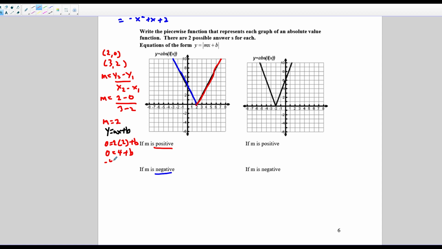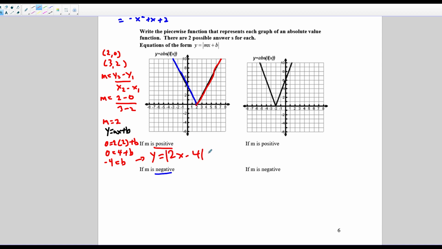Let's clean that up just a little bit. b is equal to -4. Hence, our equation, we get y is equal to 2x minus 4, and that's going to be our absolute value function if m was positive.